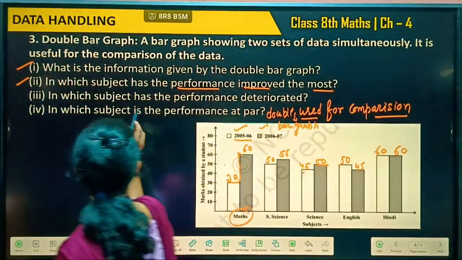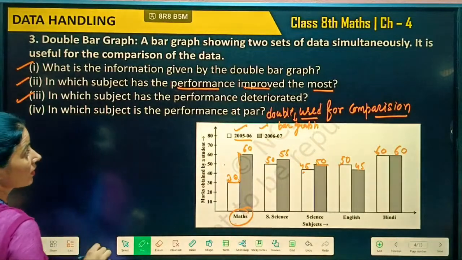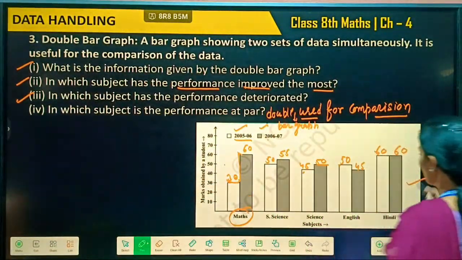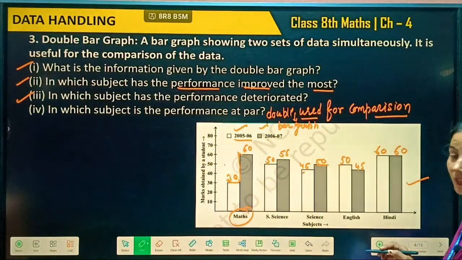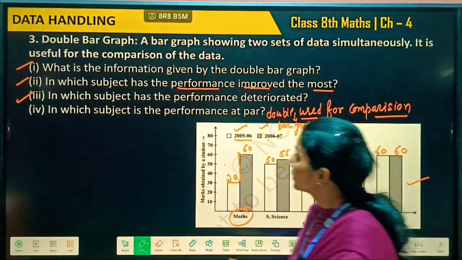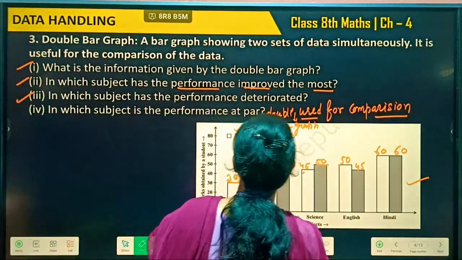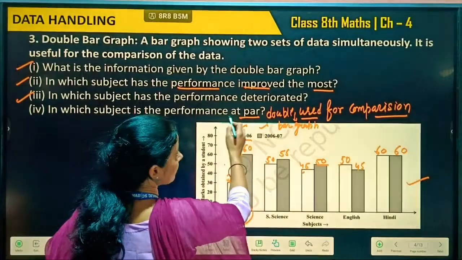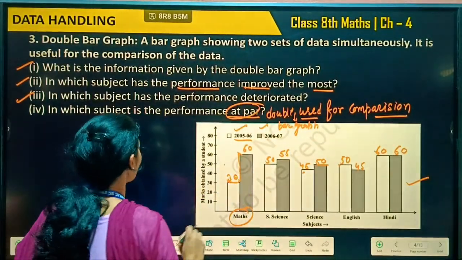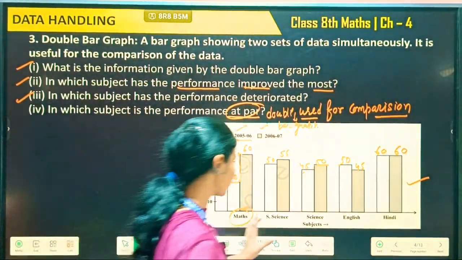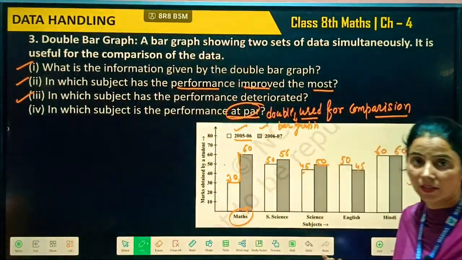Next is, in which subject has the performance deteriorated? It is the same in Hindi. Next is, in which subject is the performance at par? The question is not complete. So I hope you can give answers to all questions related to this double bar graph.